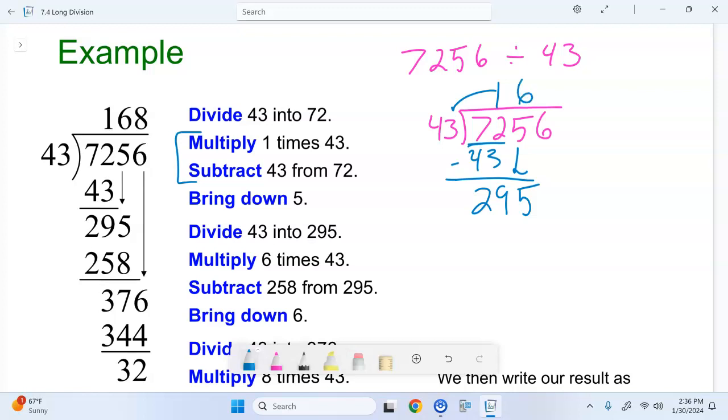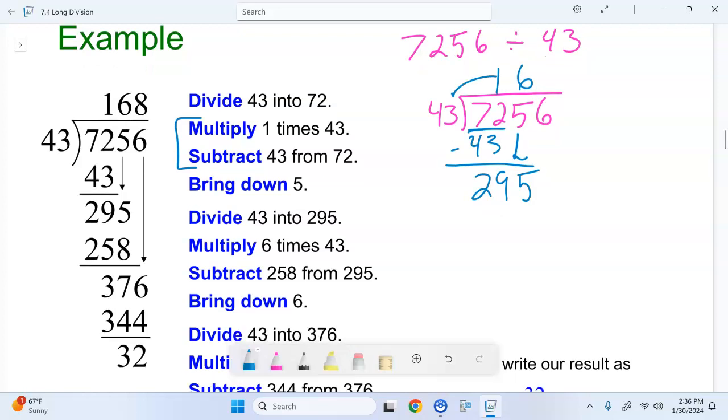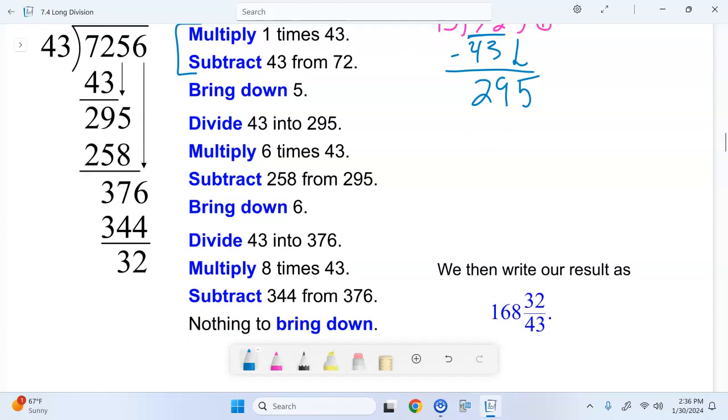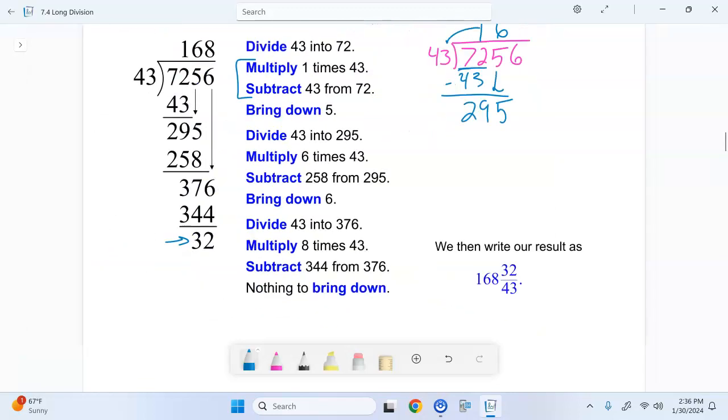And so we repeat that process of seeing how much it goes in, figuring out that extra, bringing down the next place value, and going through that over and over until we get to a point where there's nothing left to bring down, and our divisor cannot go into whatever we have there. So that's that process. And then we look at our answer and say, my final solution will be my quotient.